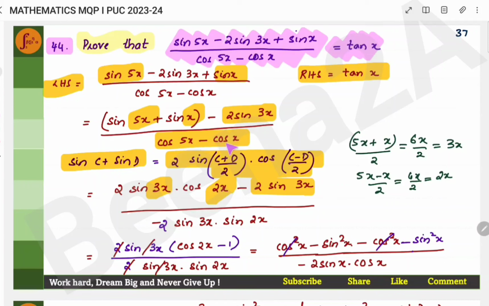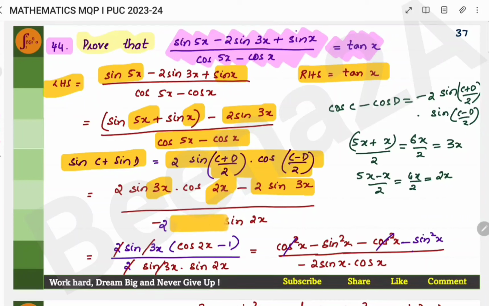Similarly, in the denominator also we can use the formula. It will be cos c minus cos d is equal to minus 2 sine (c plus d) by 2 into sine (c minus d) by 2. Then you evaluate, you will get this particular expression. You will see that sine 3x and sine 3x will get cancelled. 2 and 2 will get cancelled. You will be left with cos 2x minus 1.